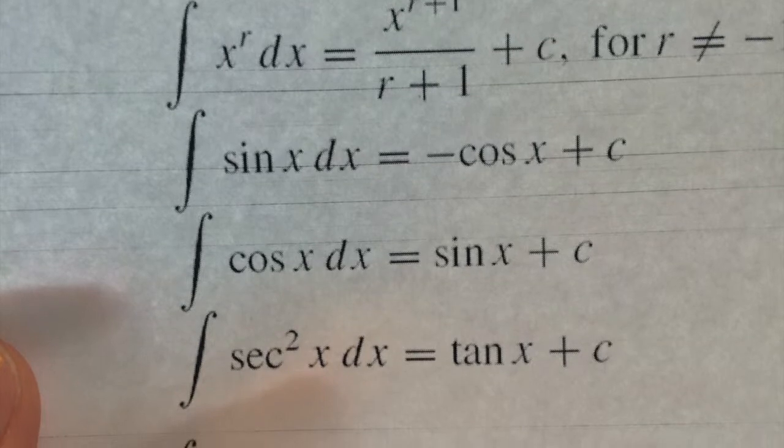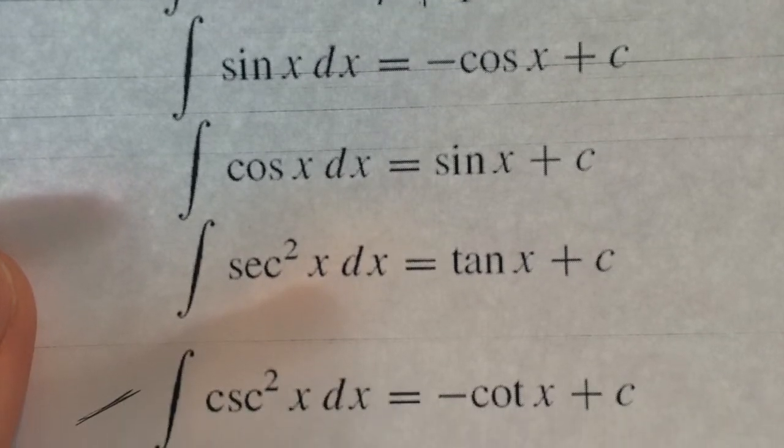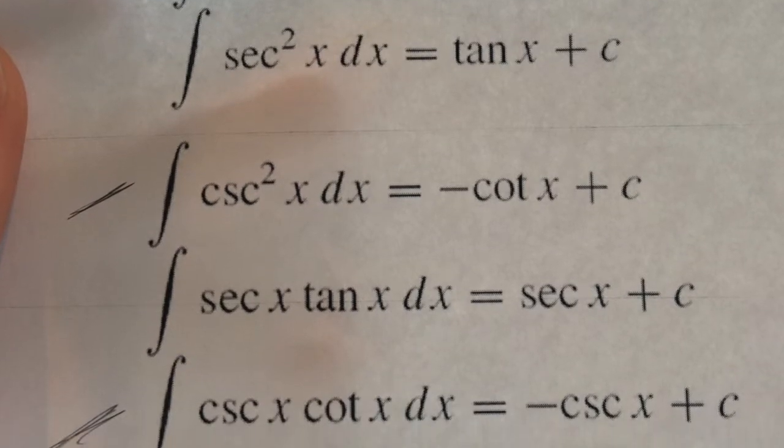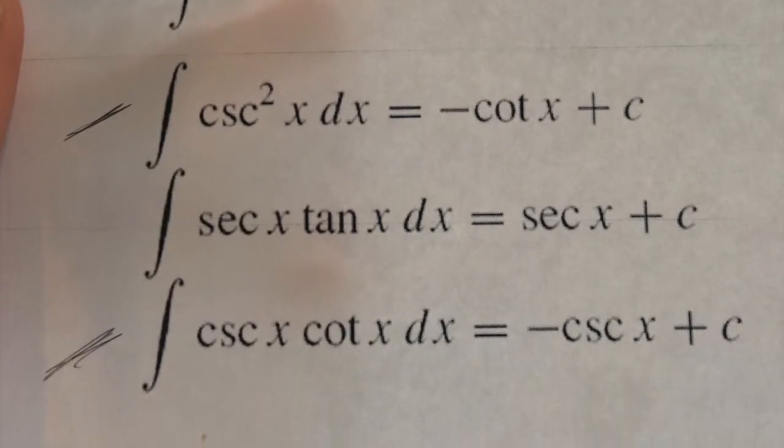When integrating a function with a power, add 1 to the exponent and divide by the new power. By reversing any derivative formula, we get a corresponding integration formula.